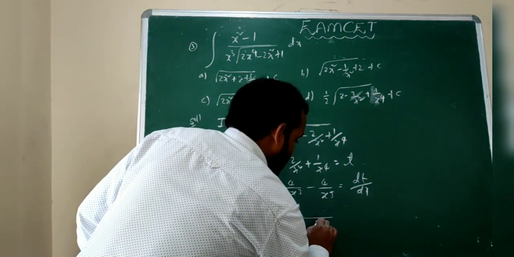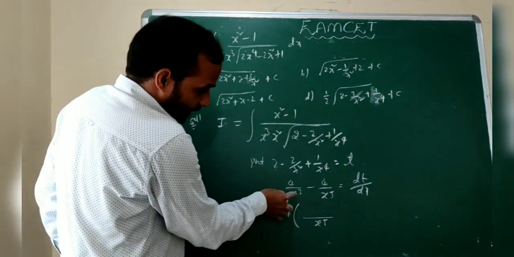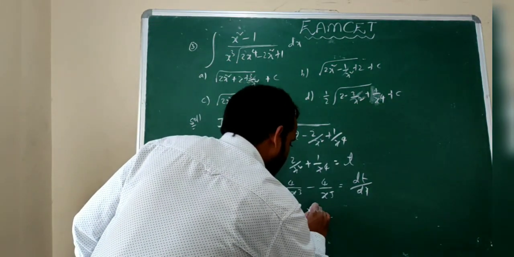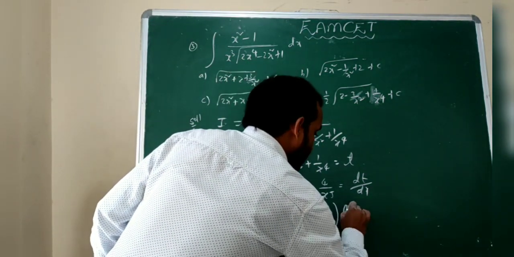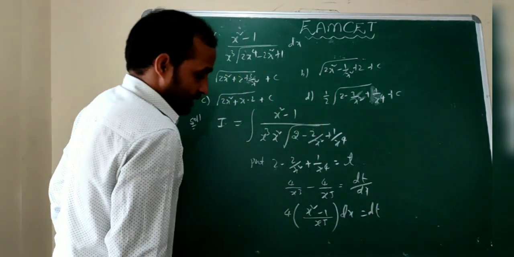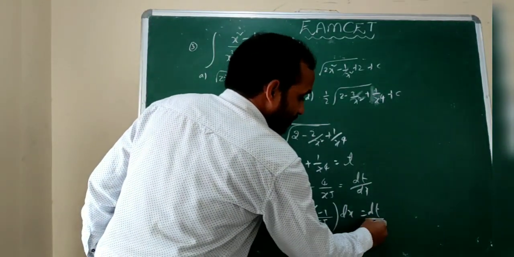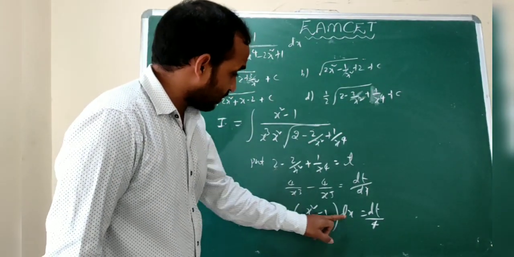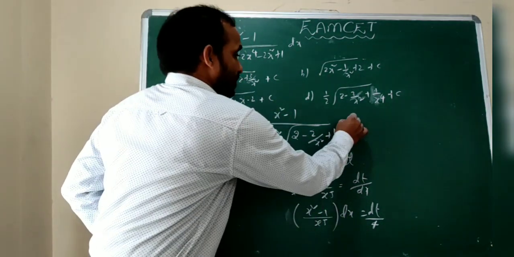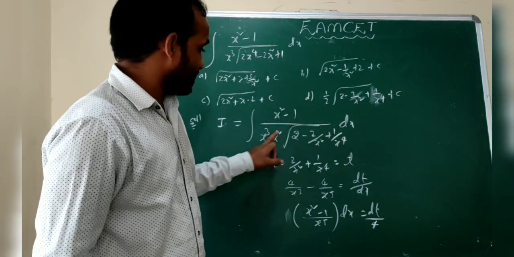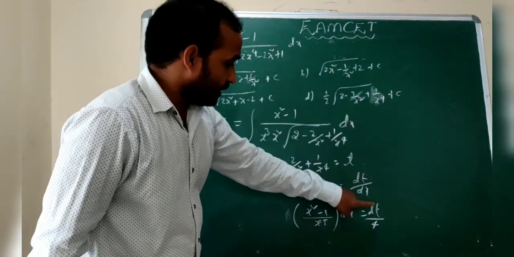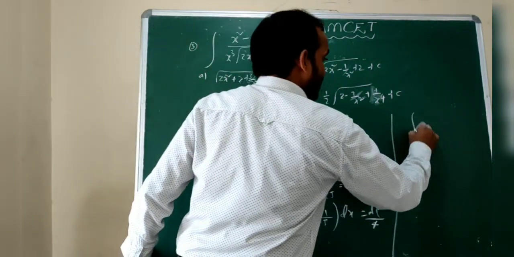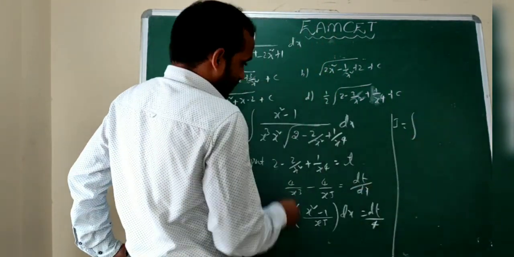So LCM is x to the power of 5. Here x to the power of 5, x to the power of 3 means x square minus 1 into dx is equal to dt. So 4 is cancelled out, divided by 4. So that means x square minus 1 by x to the power of 5 into dx. So your problem is x square minus 1 by x to the power of 5 into dx equals dt by 4 here. So integrating, capital I is equal to, what is that?